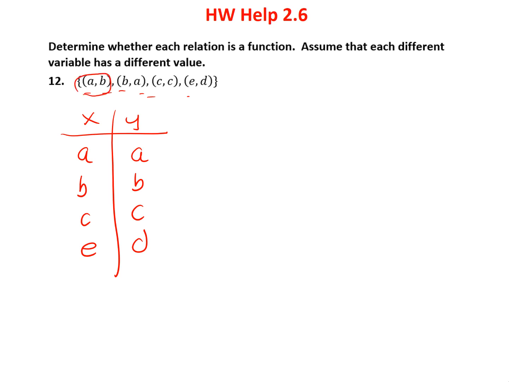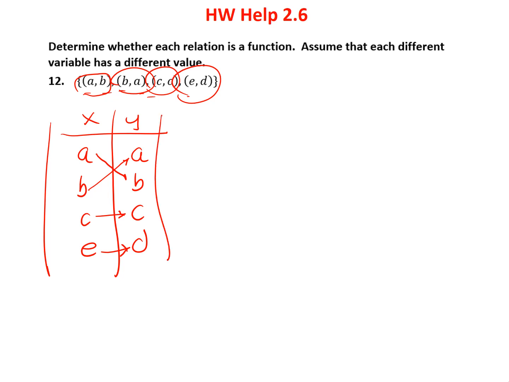A goes to B. And then B goes to A. So far, so good. C goes to C. And E goes to D. So notice every value of X goes to one value of Y. There's no duplicates here. And there's no value of X that goes to two values. So we would say, yes, this is a function. The relation is a function.